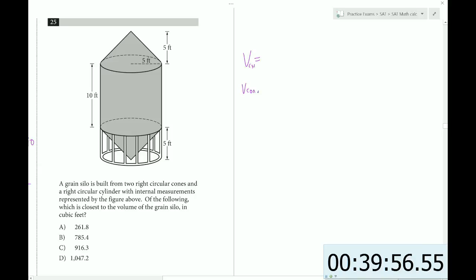So this information can be found at the beginning of the section where they give the information. So this would be pi r squared times h, and this one would be 1/3 pi r squared h. So you could also write it like this. So we'll start with the cylinder. The radius of the cylinder would be 5, and the height would be 10. So we get pi times 5 squared times 10.